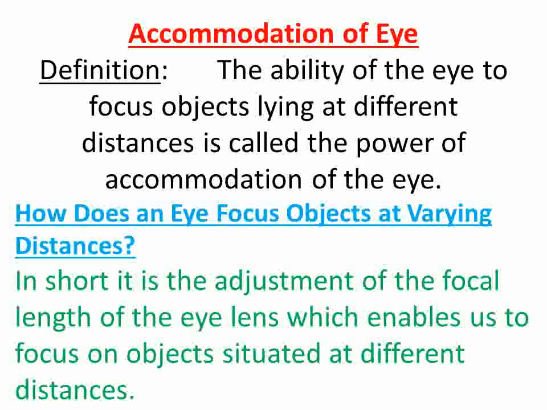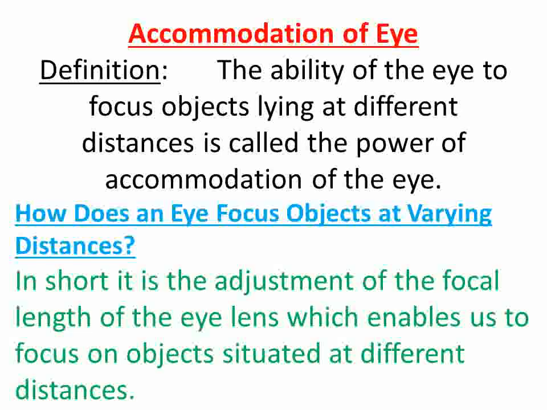Accommodation of the eye, definition: the ability of the eye to focus on objects lying at different distances. The object may be closer or far away from the eye, but the eye can change its focal length itself, and that is known as accommodation of the eye. How does an eye focus objects at very different distances? In short, it is the adjustment of the focal length and the power of the eye lens which enables us to focus on objects situated at different distances.